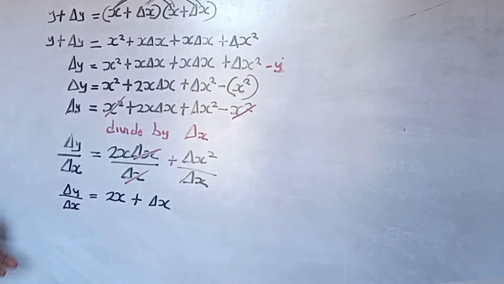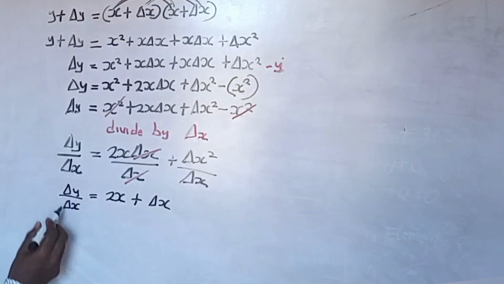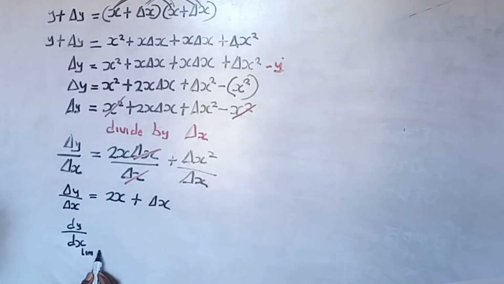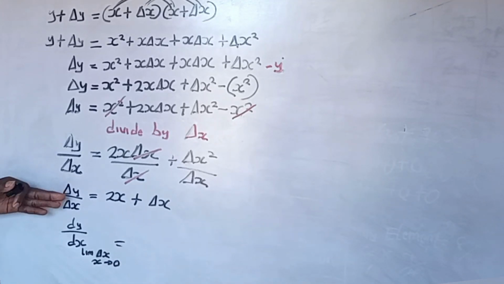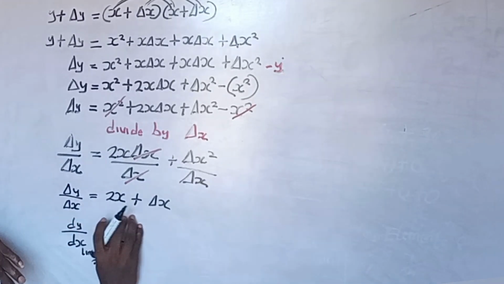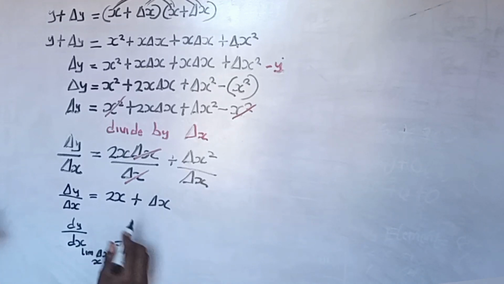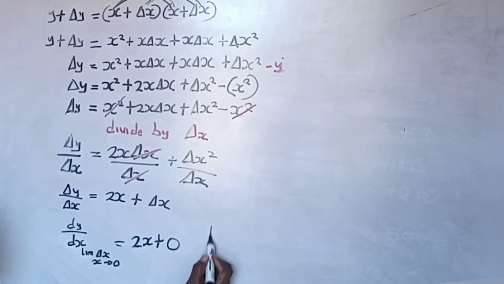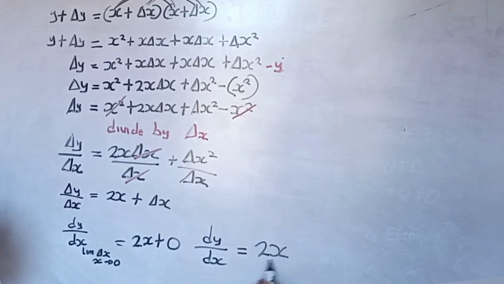Now, the next thing to do is to change this to dy dx. I'm going to have dy over dx equals the limit as delta x tends to 0. This means that anywhere I see delta x on the right hand side of the equation, I'm going to put 0. So I'm going to have 2x plus 0. Therefore, dy all over dx equals 2x.